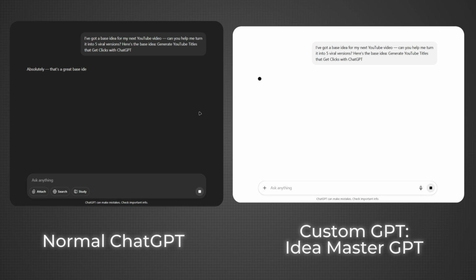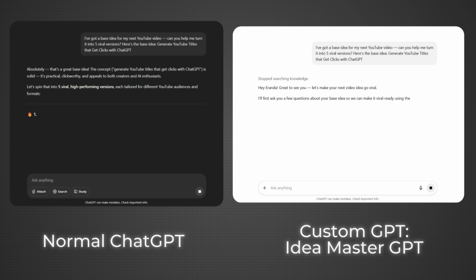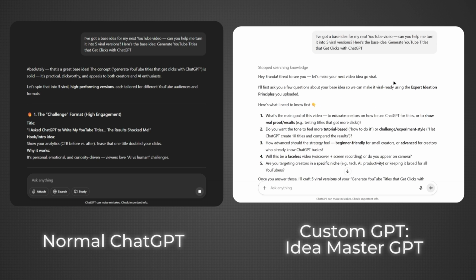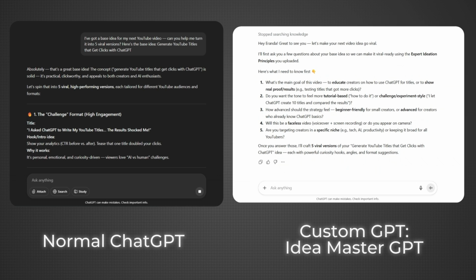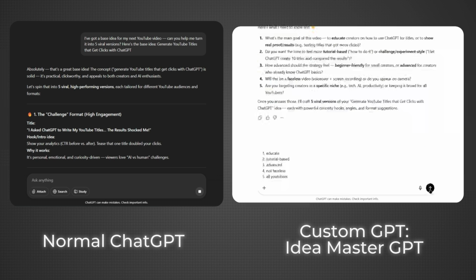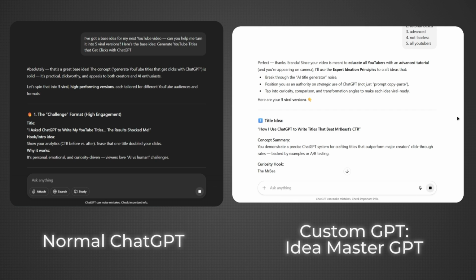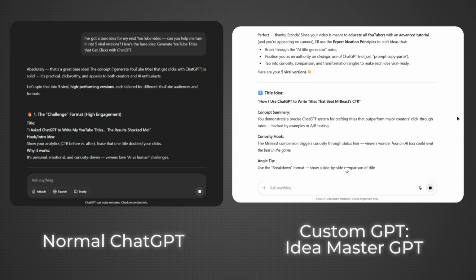Okay, the first thing you'll notice is that normal ChatGPT jumps straight into giving ideas. But Idea Master GPT, it doesn't start right away. It's actually asking me a few clarifying questions first, which is a smart move. Let me quickly answer those questions. All right, I've given the answers and now we've got the ideas. Okay, already you can see the difference.